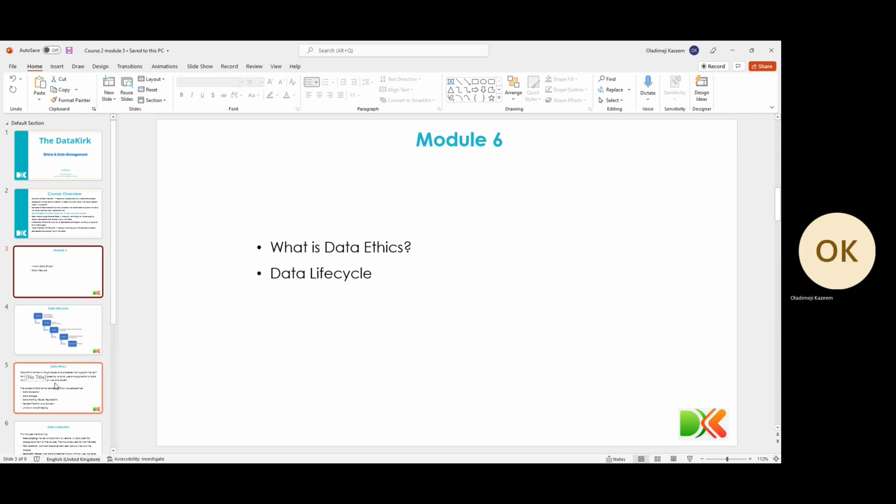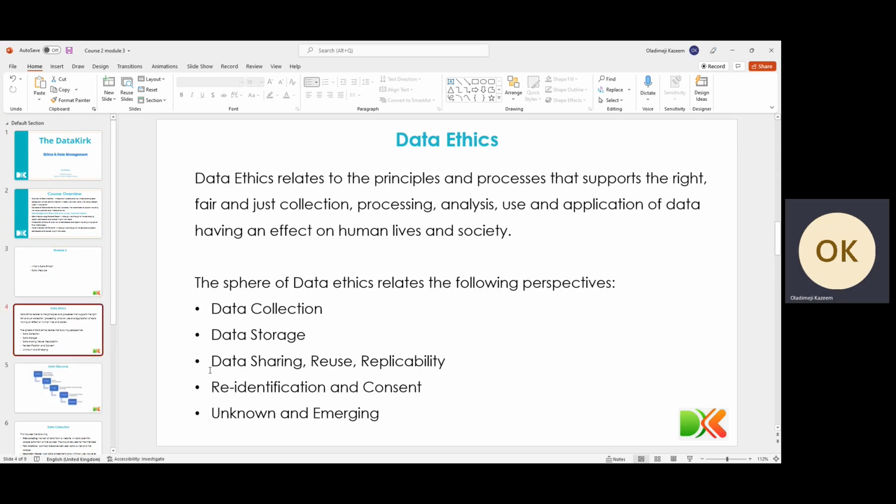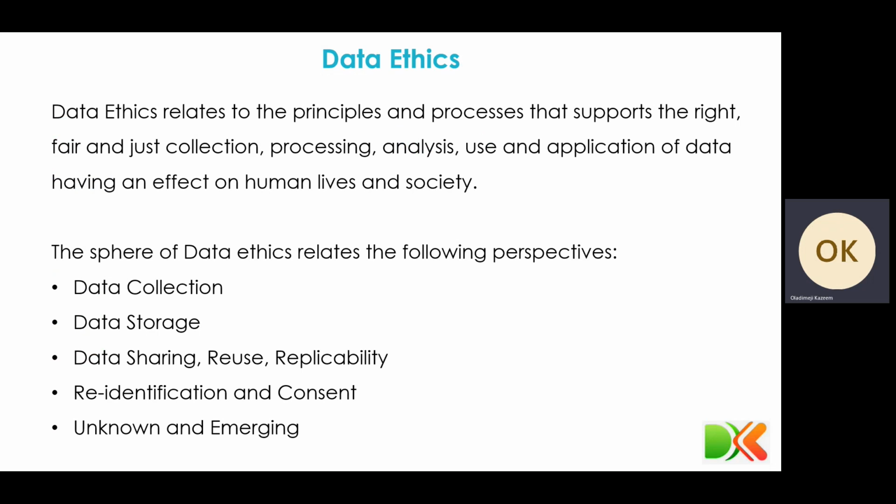What is data ethics? We want to look explicitly at what data ethics is all about this morning, and from there we consider what are some of the factors within it. So data ethics relates to the principles and processes that support the right, fair, and just collection, processing, analysis, and application of data, having an effect on human lives and society. The effect of data ethics relates to the following perspectives: data collection, data storage, data sharing and reuse, replicability, data re-identification and consent, unknown and emerging.